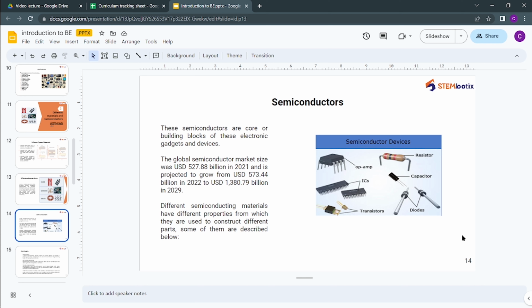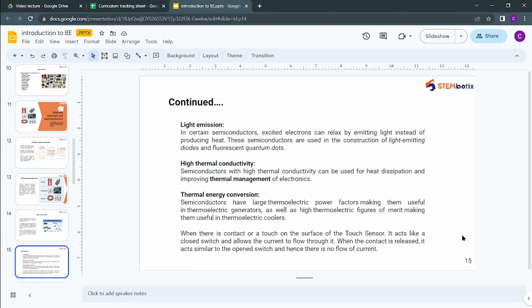Different semiconductor materials are used to make different kinds of devices according to their properties. For example, if a semiconductor has a higher light emission property, then it is used to make light emitting diodes. In certain semiconductors, excited electrons can relax by emitting light instead of producing heat. Whenever there is a current flow through any material, some percentage of heat is produced. But in materials where heat production is approximately zero and the emission of light is bigger instead, these kinds of materials are used to make LEDs, which are light emitting diodes.